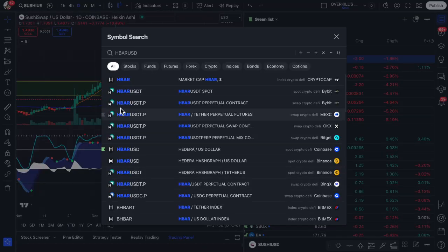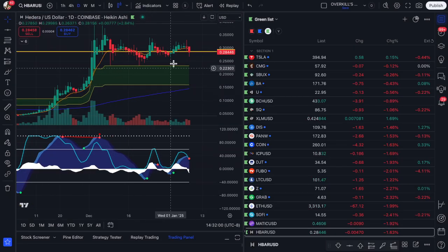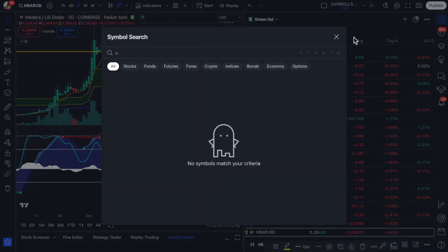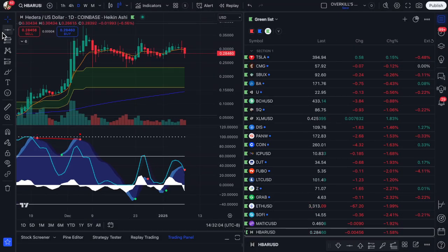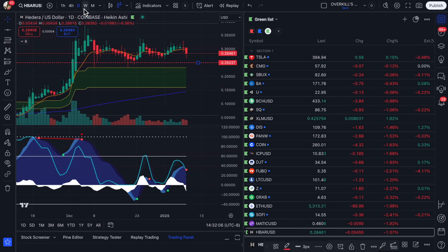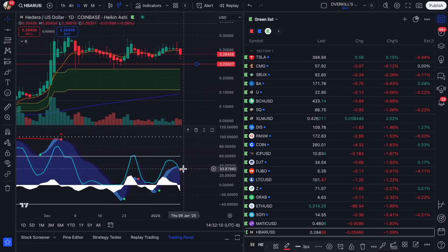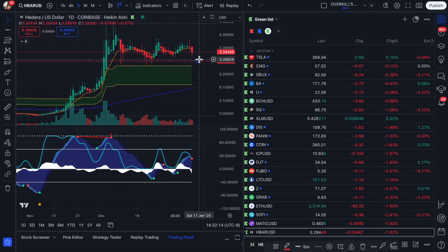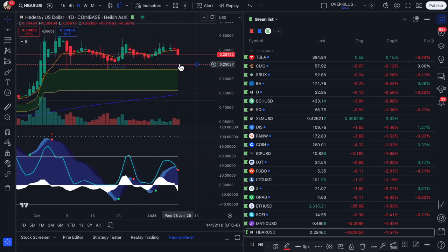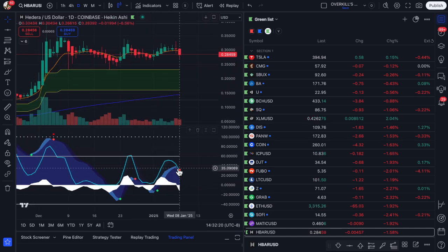HBAR. HBAR is red on the daily too. Imagine that. 25 cents is the level I'm watching on HBAR. Monthly pointing straight up, but we got a red dot there on the daily. So again, we're just bouncing around here, just consolidating, just going sideways, just building a base. 25 cents is the level I want to watch there, but I'm looking to buy this name on the next green dot. Next daily green dot, I would look to add.